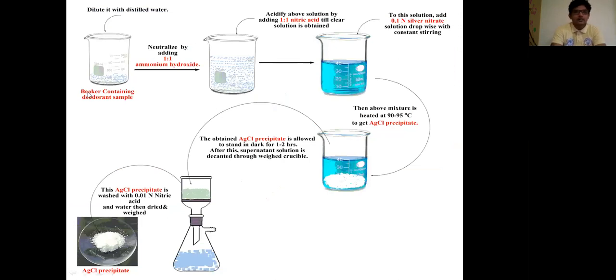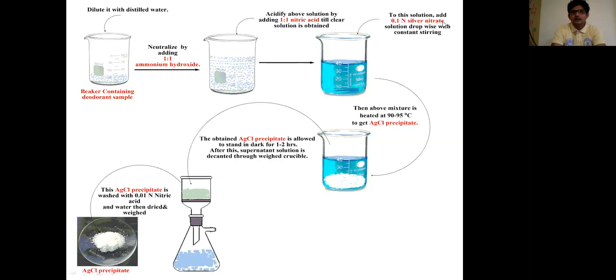So this is a beaker containing deodorant sample. Dilute this sample with distilled water, then neutralize by adding 1:1 ammonium hydroxide. In the resulting sample, acidify the above solution by adding 1:1 nitric acid till a clear solution is obtained. Then in this sample solution, add 0.1 normal silver nitrate solution dropwise with constant stirring.